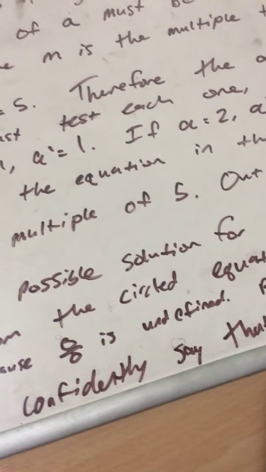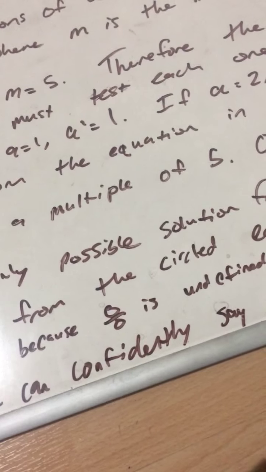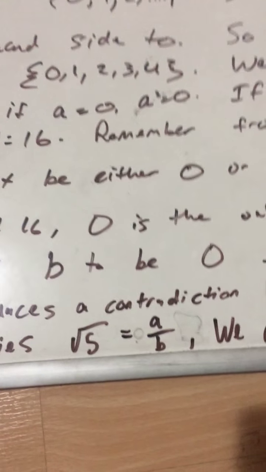1, 4, 9, and 16 aren't multiples of 5, so those don't work. And 0 is, but it doesn't work because it produces that contradiction. So because there's no possible integer a that exists that satisfies the square root of 5 equals a over b, we can confidently say that the square root of 5, the decimal form of that, goes on forever.